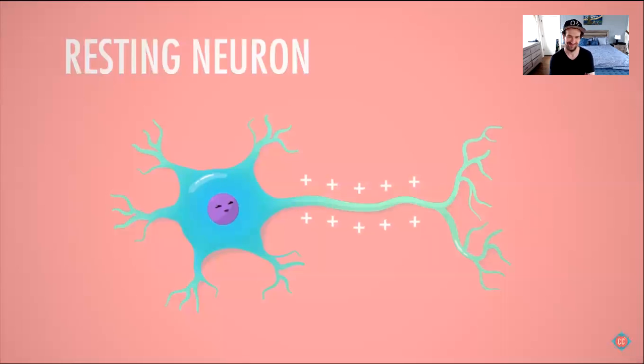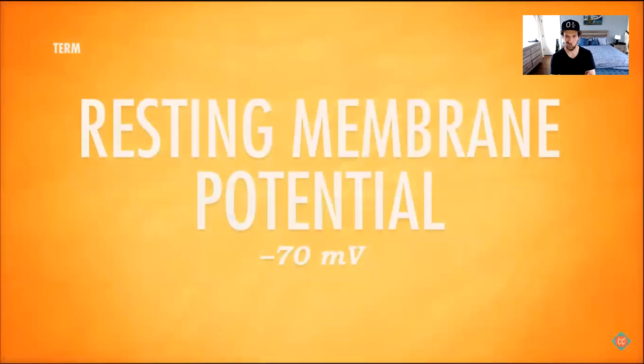When it's just sitting there, it's more negative on the inside of the cell relative to the extracellular space around it. The difference is known as the neuron's resting membrane potential, and it sits at around negative 70 millivolts. Where do those charges come from?